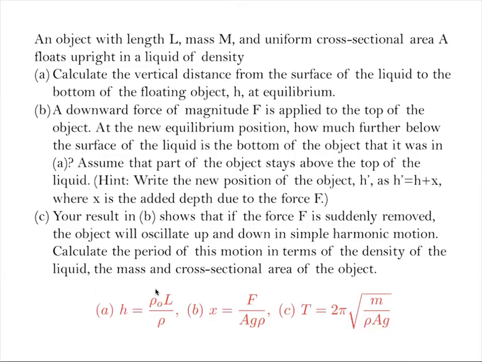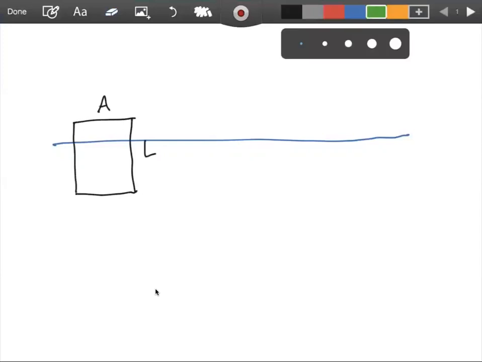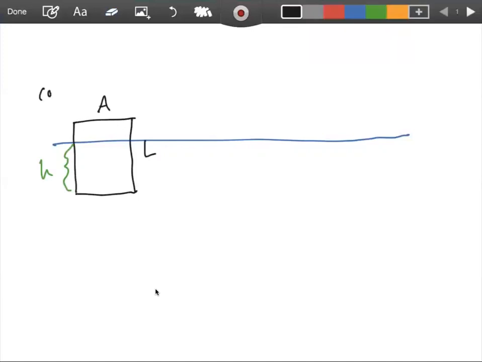Quick recap here of the pictures that we drew. This is my fluid level. In part A, it's just saying that I'm going to take my object and float it in the fluid. The cross-sectional area is A, it has a length of L, and it simply wants to know what is this amount here, H, at which this thing is floating in equilibrium. So this is part A.